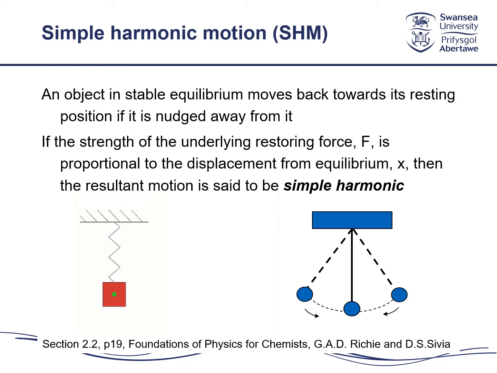So an object in a stable equilibrium is able to move back towards its resting point if it is nudged away from it. So this mass on a spring, for example, is trying to move back to an equilibrium point in the middle. If the strength of the underlying restoring force is proportional to the displacement from equilibrium, then the resultant motion is said to be simple harmonic. This may be a spring connected to a mass, but this may also occur for pendulum motion, and other examples exist as well.